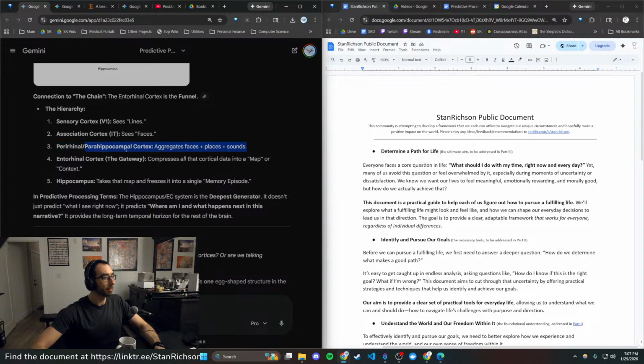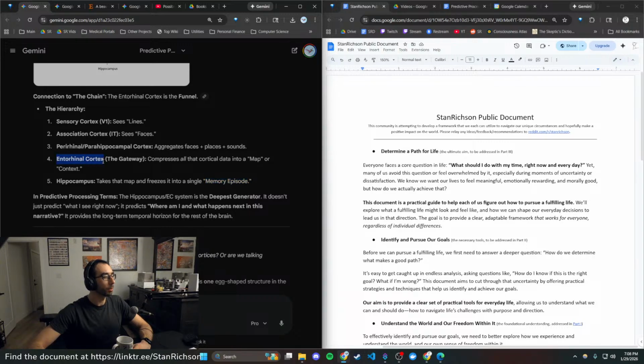Aggregates in the sense that I'm guessing it's basically an input-output machine effectively here. When it gets this one data, it's going to output data that, leveraging the entorhinal cortex, compresses all that cortical data into a map or context. Wow. And then the hippocampus takes that map and freezes it into a single memory episode.